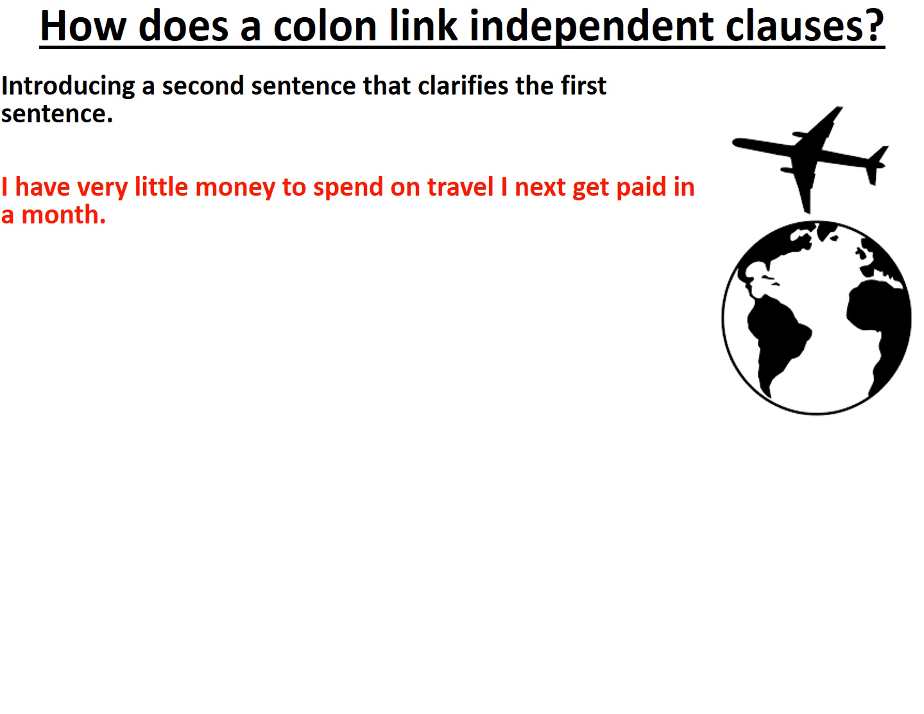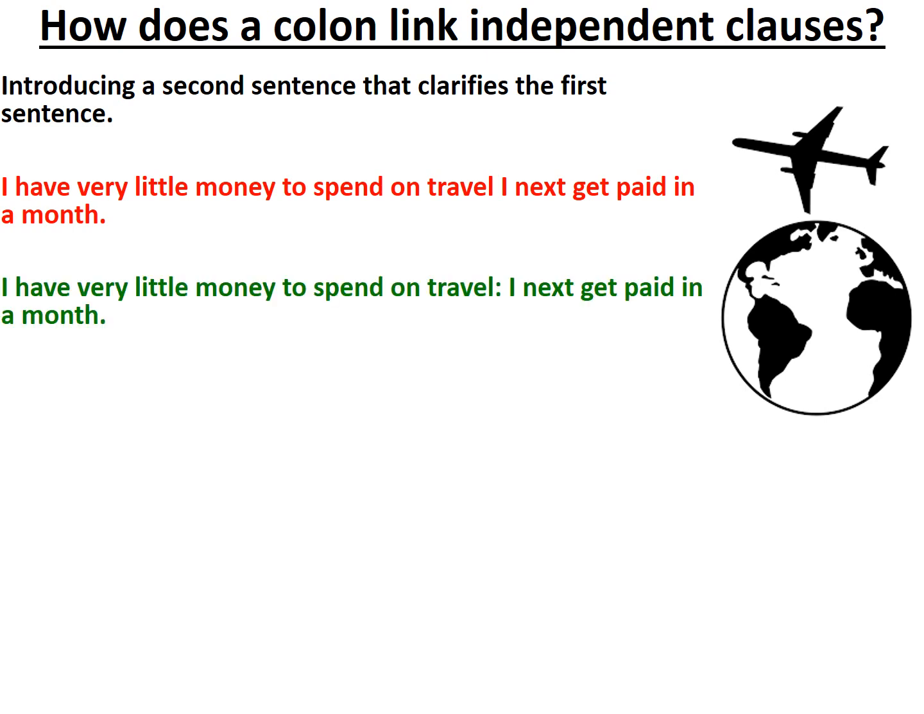The natural pause as you heard it as I read it fell after the word travel, because that's a complete sentence. I have very little money to spend on travel. And then the next idea is I next get paid in a month. So the natural positioning of the colon is between the word travel and I. I am clarifying when I next get paid, justifying why at the moment I have very little money to spend on travel, because I get paid in a month.